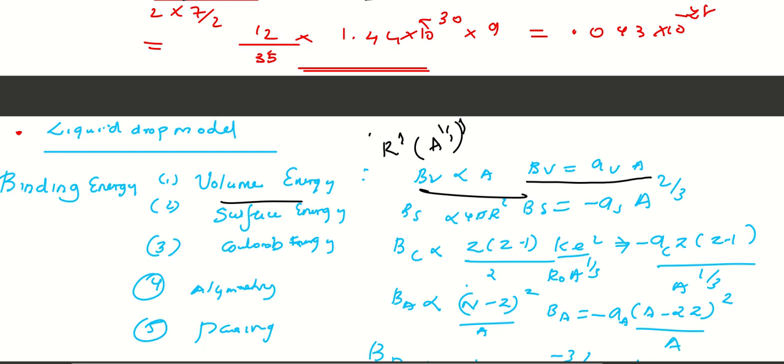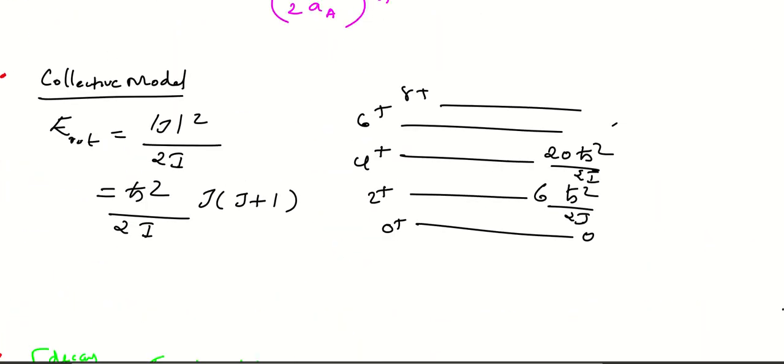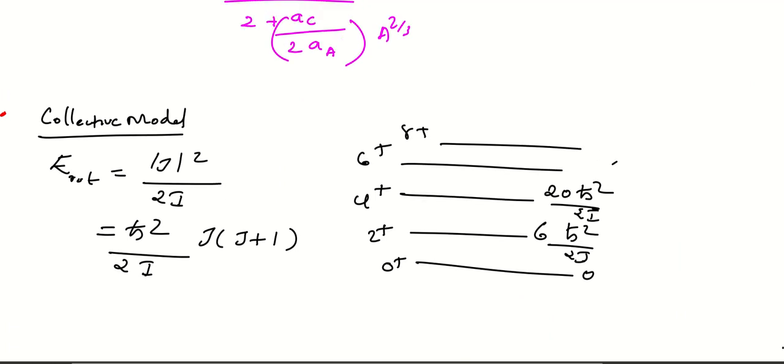Next we are going to discuss the collective model. For the collective model, we are discussing only one thing: the rotational energy, which is given by J squared divided by 2I. J squared is h cross squared, where J is equal to h cross under root j into j plus 1. So the energy is h cross squared j into j plus 1 divided by 2I. So only even levels exist for rotational levels.